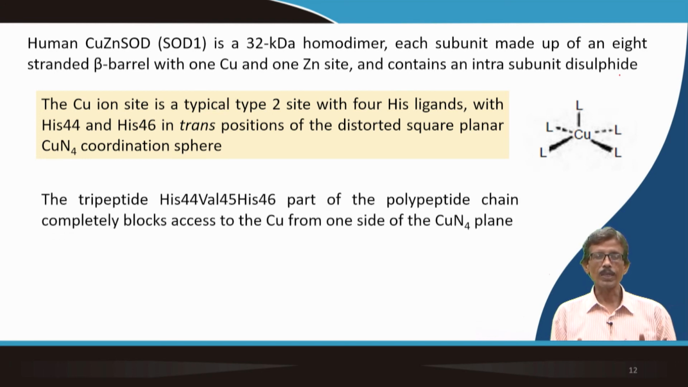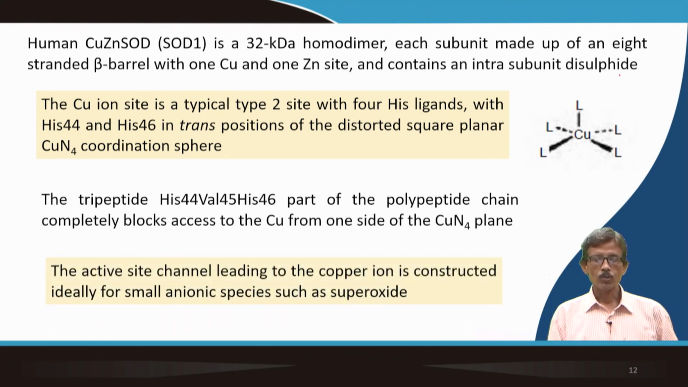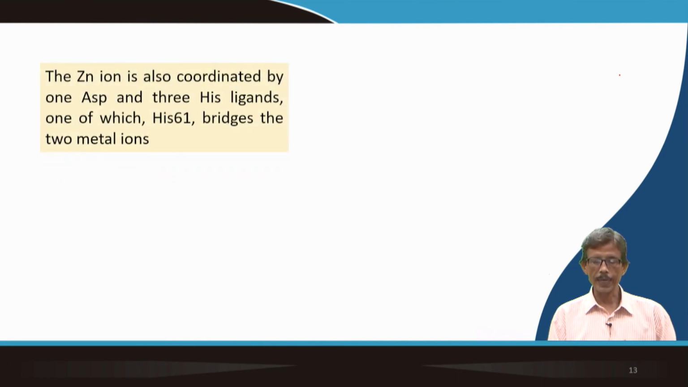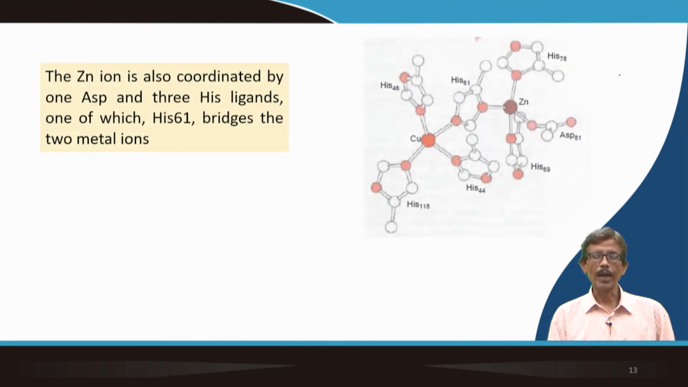Most of the time here it is the type 2, we have moved to type 2 only, because in our next class we will be talking about the type 1, type 2 and type 3 varieties of these copper centers. We will find how we can assemble this CuN4 system, and then we can have the 5th coordination. So, this active channel leads to the copper ion, which is constructed ideally for species such as superoxide. So, superoxide can go and enter there.